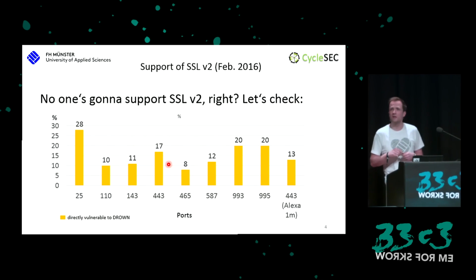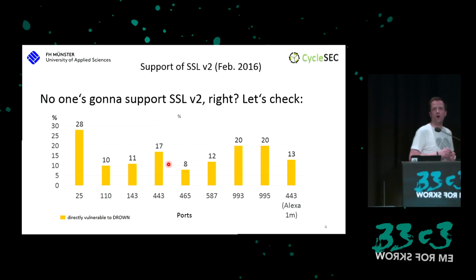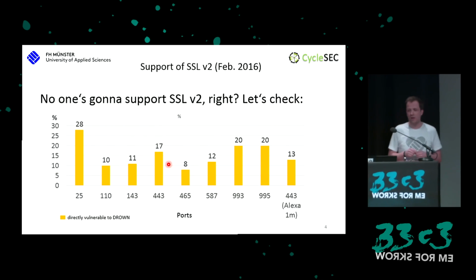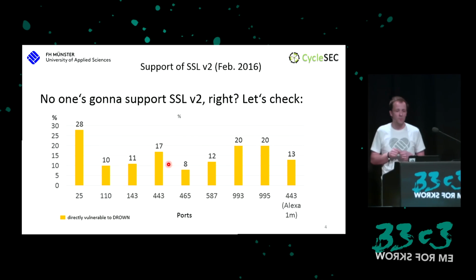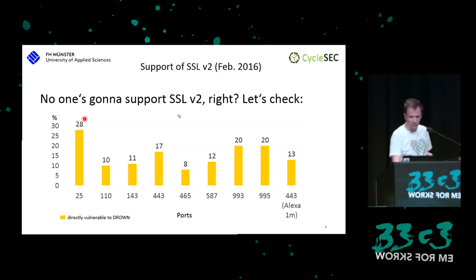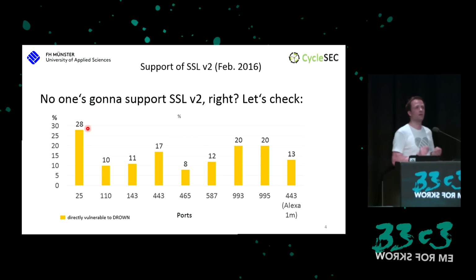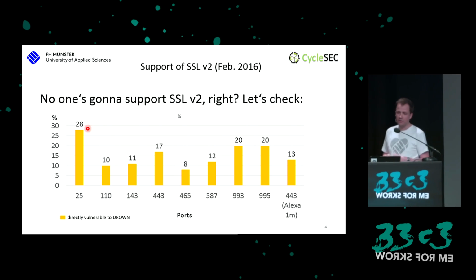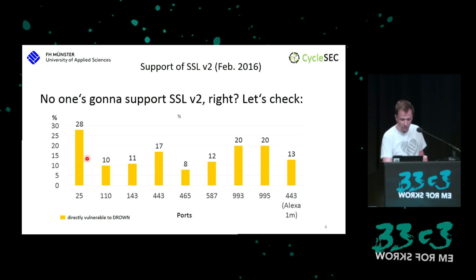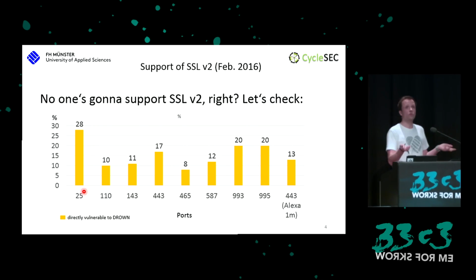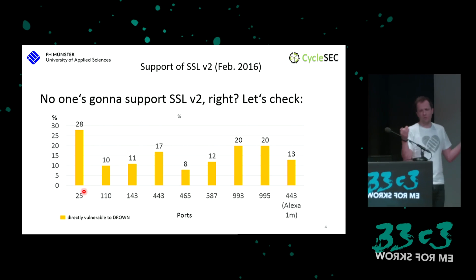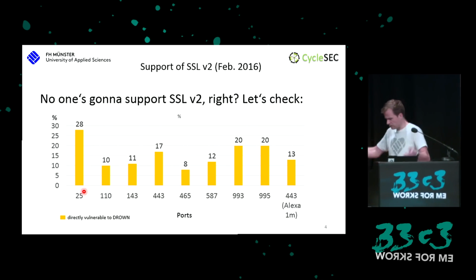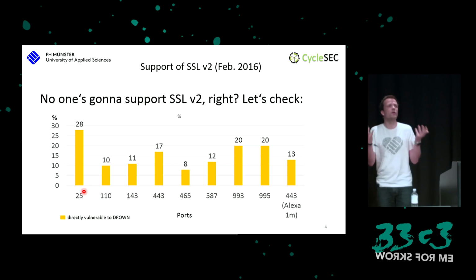This is an internet-wide scan of the whole IPv4 internet in February 2016. And what you see here is not the number of hosts, but the percentage of all the TLS and SSL supporting systems on the internet. There you see, for example, that 28% of all servers listening on port 25, which is SMTP, use SSL version 2, which is really, really strange, right? I'll come later to this point, what the reason for that was.